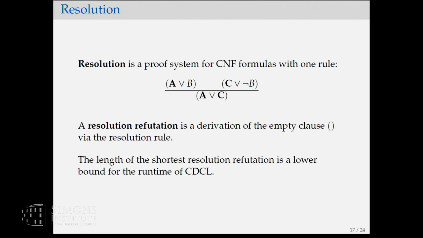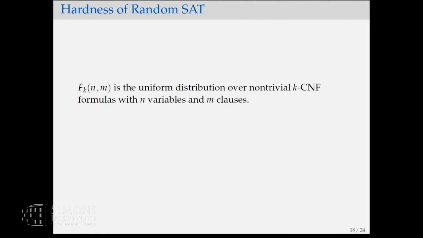Because all CDCL solvers at the core, when they're proving unsatisfiability, are doing resolution, the length of the shortest resolution proof is going to be a lower bound for the runtime on unsat instances. And so if we can show that for some family of CNF formulas, especially if they come from some random model, with high probability the resolution proofs are going to be exponential sized, then we know that CDCL is going to take exponential time. Such an analysis was already done for the standard random SAT model in the 90s.